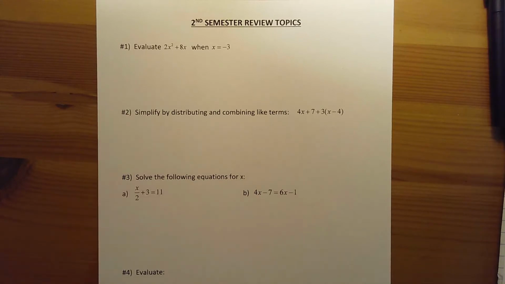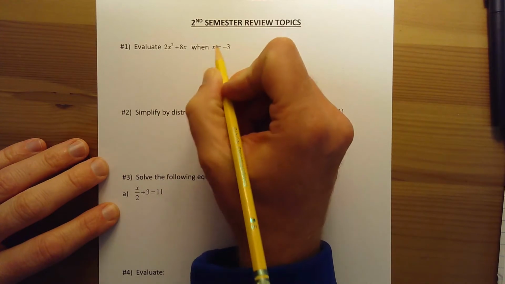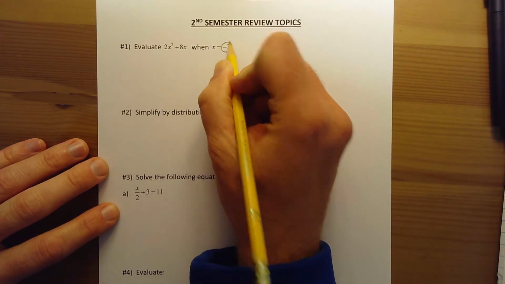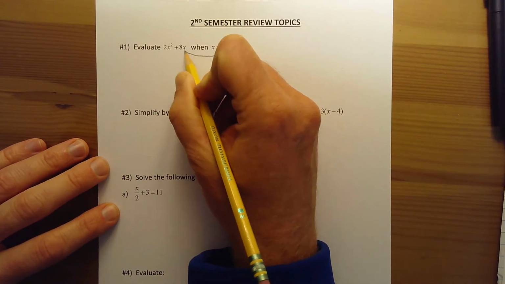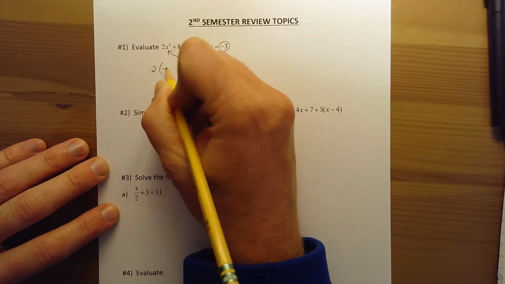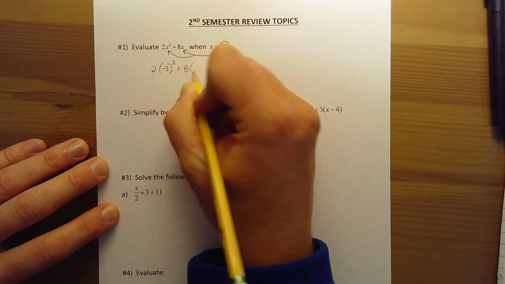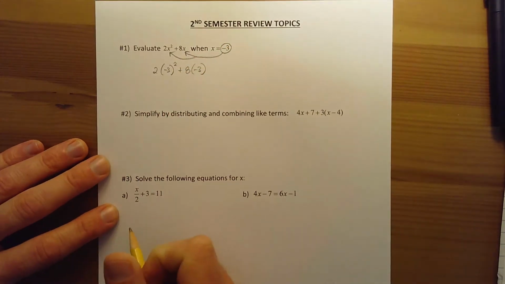So for number one, evaluate, we are looking at this expression and we are taking this -3 value and we are plugging it in for any x that we see. So I'm going to rewrite it. When we substitute in a value, it's a good idea to put it in parentheses.